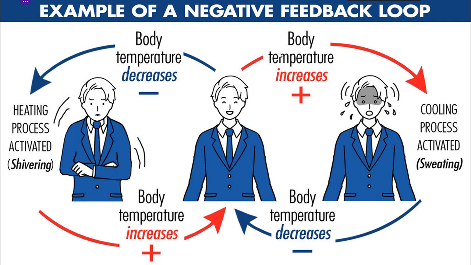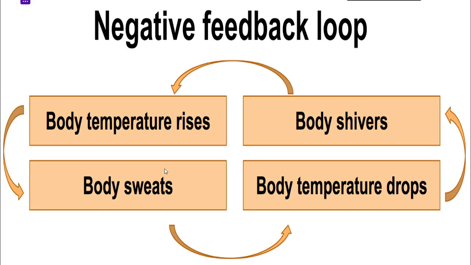Body temperature increases, followed by a cooling process which is activated, that is sweating. And the sweat brings the body temperature down. Now when the body temperature decreases, a heating process is activated, and it is achieved through shivering, so as to bring the body temperature to normal. That is an example.